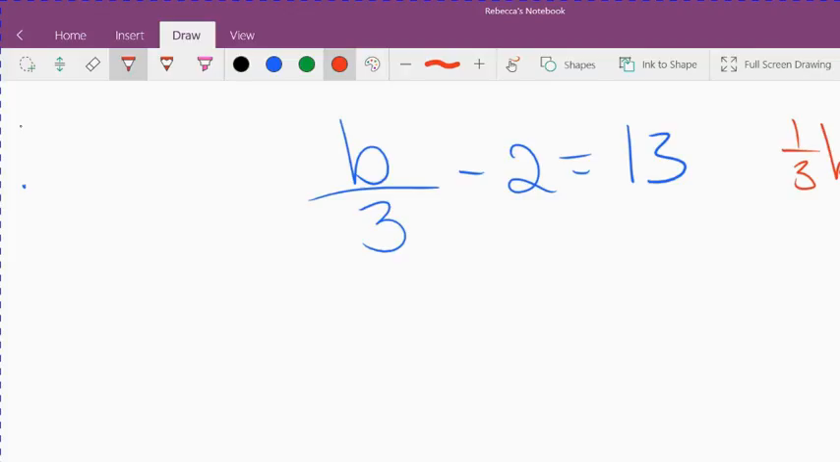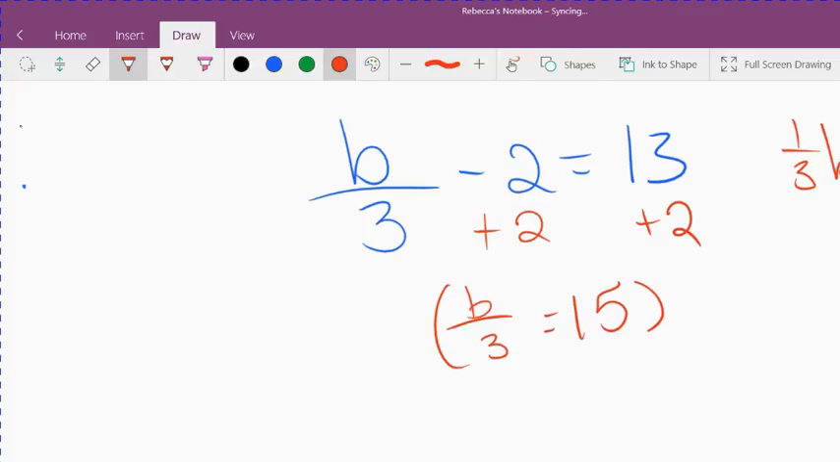Okay, but as always, we want to deal with the constant first. We're using the inverse operation, so we add 2. b divided by 3 equals 15. Well, we need, again, the inverse operation. So the inverse of division is now multiplication. We're going to multiply the entire equation by 3, and we get b equals 45. Okay?